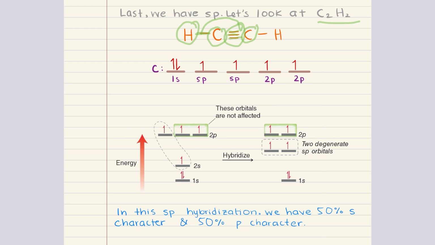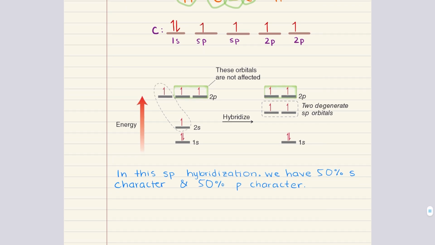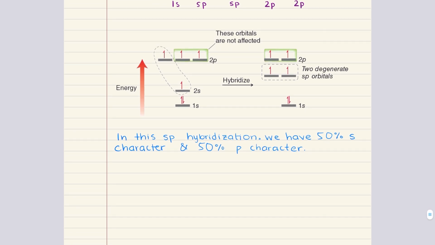So this suggests that there's some additional bonding interactions that are taking place. And so to explain this, we once again apply hybridization, which allows us to describe how carbon's atomic orbitals combine to match the observed molecular geometry. In sp hybridization, we take the 2s orbital and we take one of the 2p orbitals, we mix them together to form two new sp hybrid orbitals. These orbitals are degenerate, so they're equal in energy.